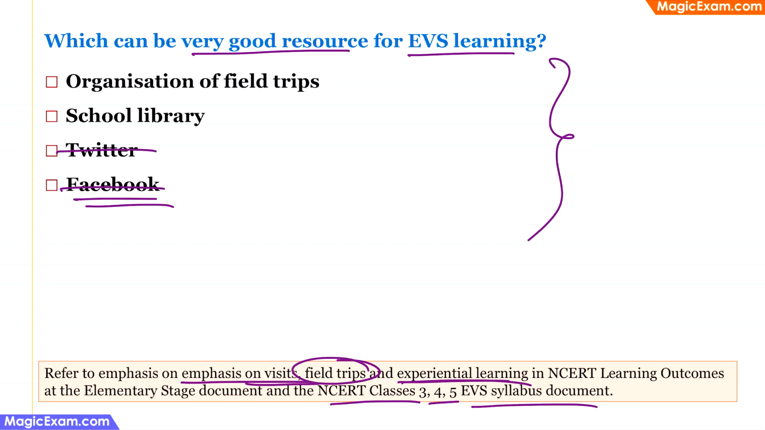Eliminate. School library is a good resource. However, what you'll find in school library is only books and textbooks. And option 1 says organization of field trips. Now, field trips give an opportunity for children to actually see, observe, and understand things in real life. Therefore, this has to be the best answer. Therefore, this is the correct answer.